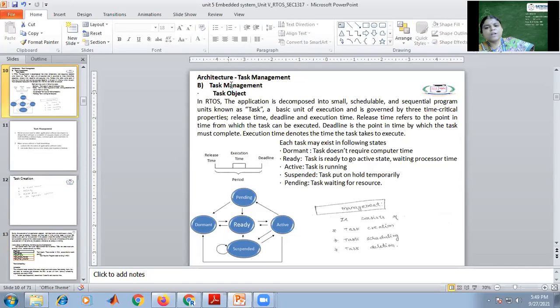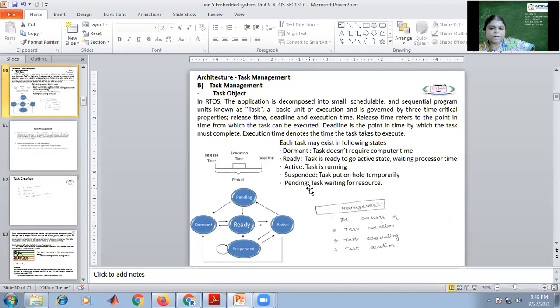So throughout we are making use of the word task. I told you the meaning of the word task: it is the basic unit of execution. And when I say task, it includes three different times: release time, deadline, as well as execution time. And task management includes creation, scheduling, and of course, deletion of a particular task. Now, looking into the states.